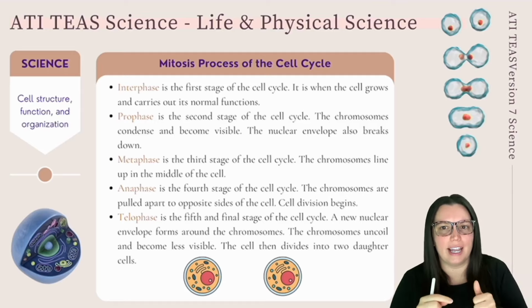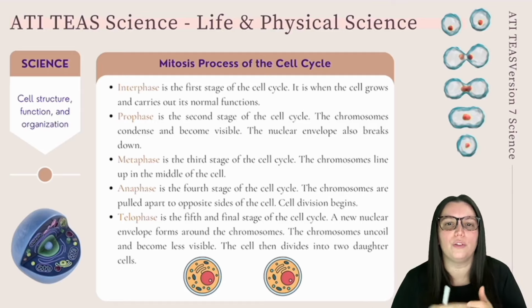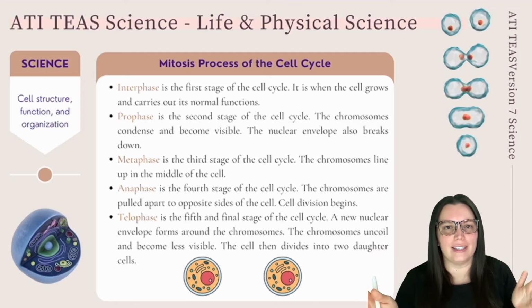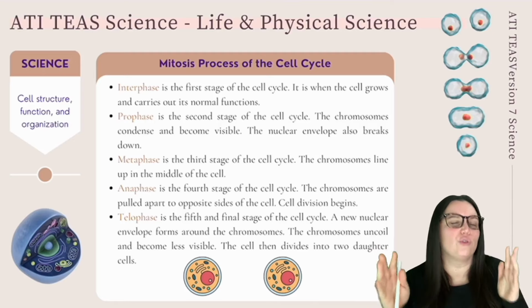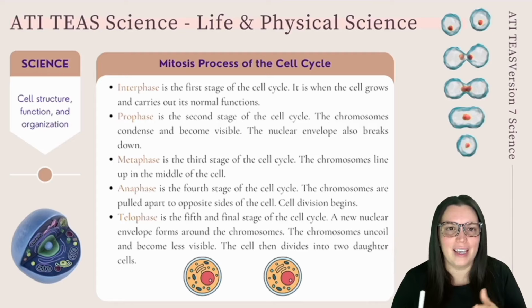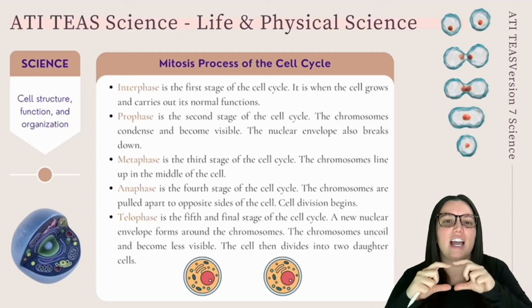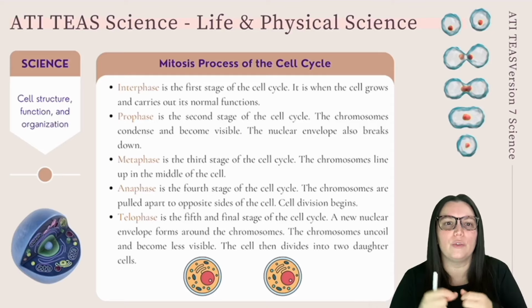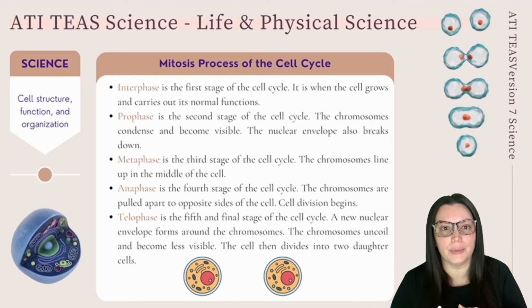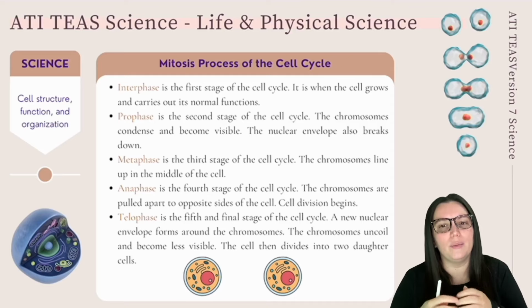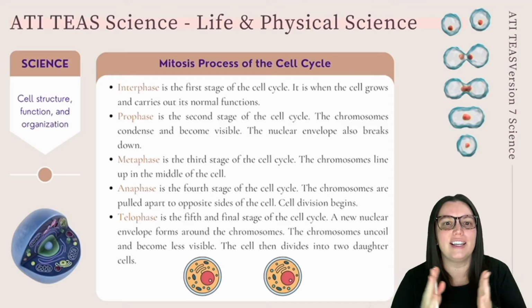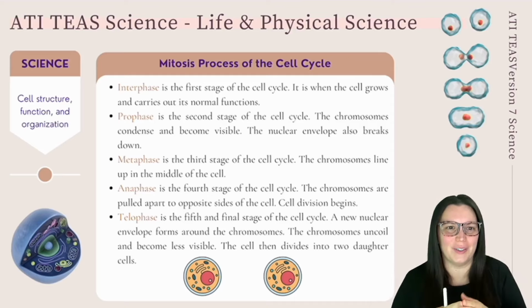Anaphase is the fourth stage, and in this stage, the chromosomes are pulled apart in opposite directions. This is when cell division really truly starts to begin. And then lastly, telophase, our final stage. In this stage, a new nuclear envelope forms around the chromosomes that have been split apart. The chromosomes uncoil and become less visible, and the cells then divide into two daughter cells.